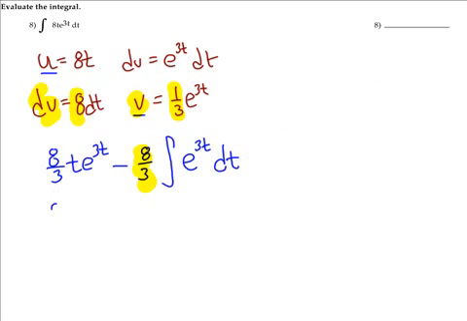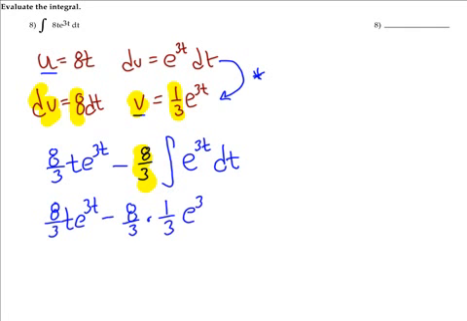So this will equal 8/3 t e to the 3t minus another 8/3 times whatever the antiderivative of e to the 3t is. Well, we've already done that antiderivative here, so we can go ahead and just copy that antiderivative back. I'll have a 1/3 e to the 3t again, and then plus c.